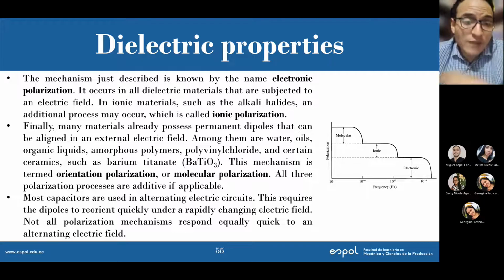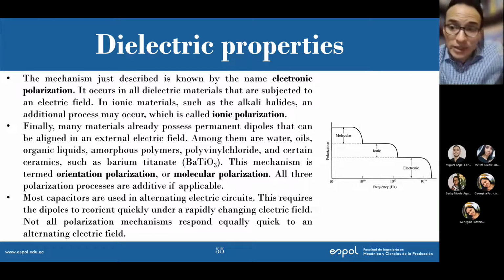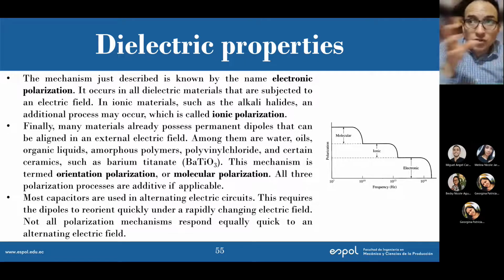But if you have, for example, a dielectric that is also an ionic material, like alkali halides, you will have a process of ionic polarization. That is basically the same. It's just that cations and anions will be displaced from their equilibrium positions, right? So you have an external electric field and you will align cations on one side, anions on the other side, and that's it.